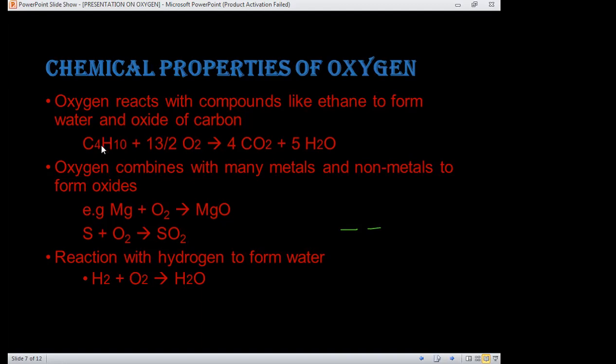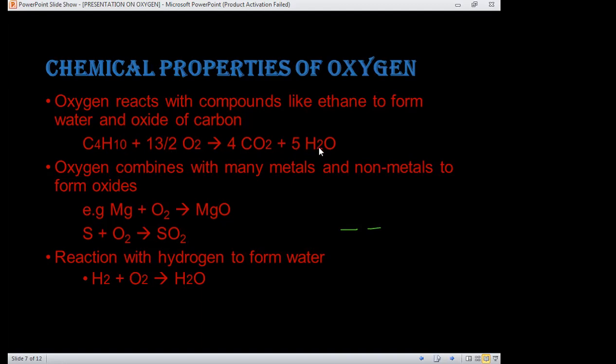Always, when you want to balance it, always balance the carbon atoms first. For instance, look at this one. This is butane burning, reacting with oxygen to form CO2 and water vapor. If you want to balance it, this is carbon atom. You come to the back of the oxide of carbon and you put 4, because here it is 4. And then this is hydrogen atom, 10 atoms. So you come to the back of the water molecule, you put 5, so that 5 times 2 will give you the 10.